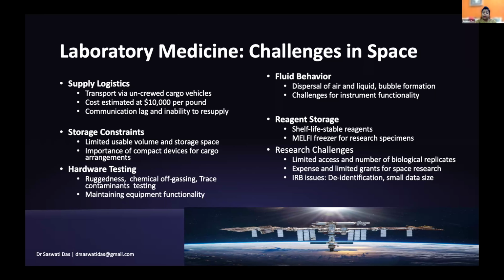There are many research challenges. There are many IRB issues about the de-identification of the data and the small number of astronauts. There are limited grants available, leading to limited access in laboratory medicine research in space.